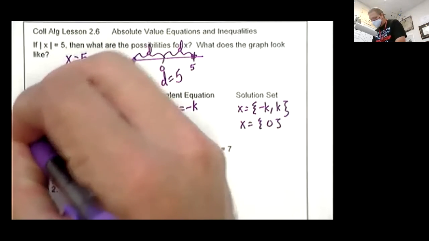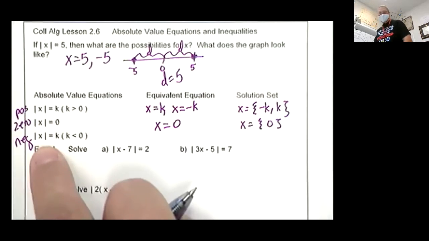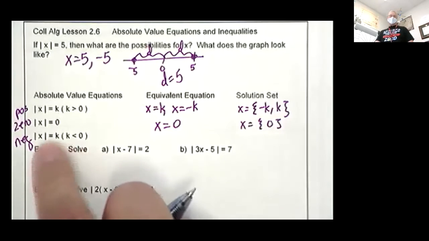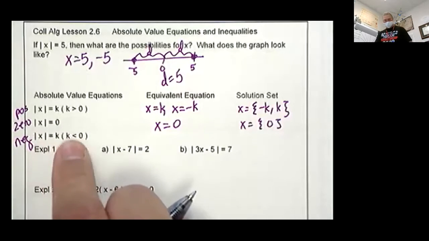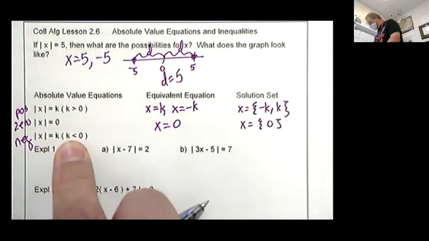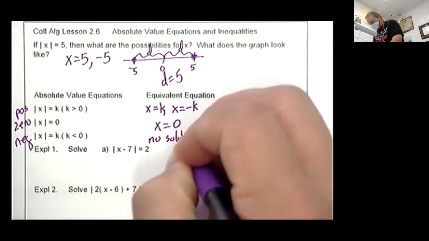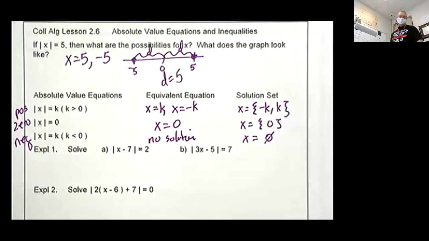And the third option, absolute value is negative. So the absolute value is equal to k, and k is less than 0, that's negative. If we take a number and make it positive, can it be negative? No, that can't happen. So that is no solution. In that case, we have the null set. So absolute value cannot be equal to a negative.